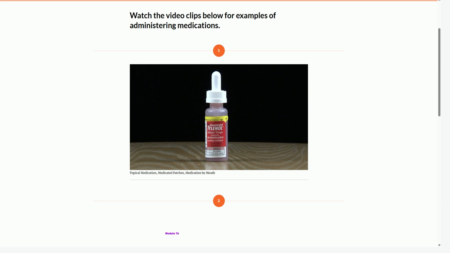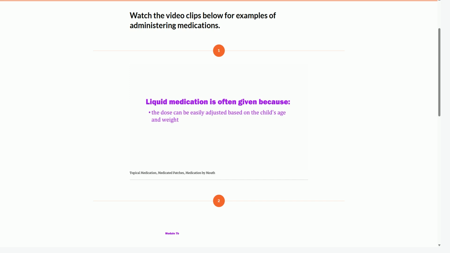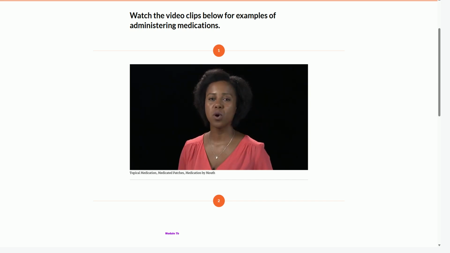Many medications given by mouth are also available as a liquid. Liquid medication is often given to children because the dose can be easily adjusted based on the child's age and weight, and because the child has an easier time taking it. Giving liquid medication by mouth will require you to pay careful attention to how you are measuring the correct dose.